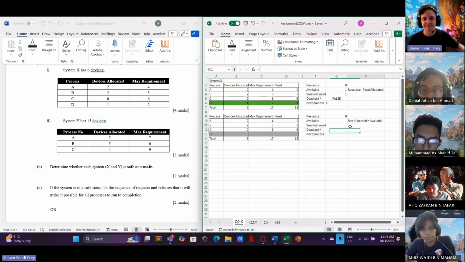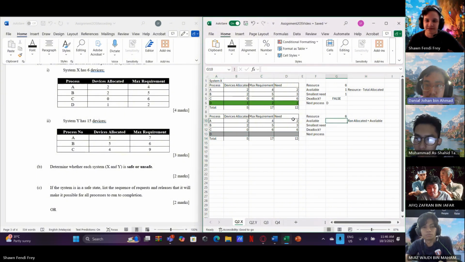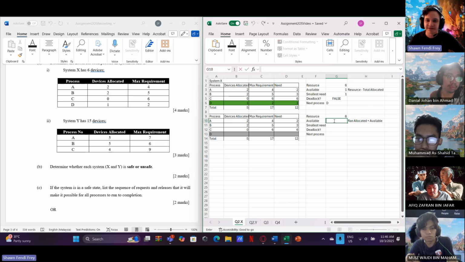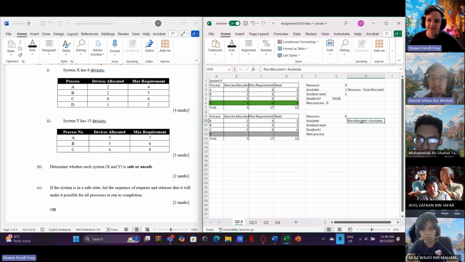Again, we're going to have to find available again. So we do ran allocated plus available, which was 1 up here, and add it with the ran process, which is D, and it has 1 device allocated. So 1 plus 1 is going to be 2.